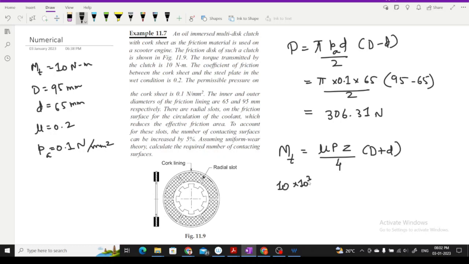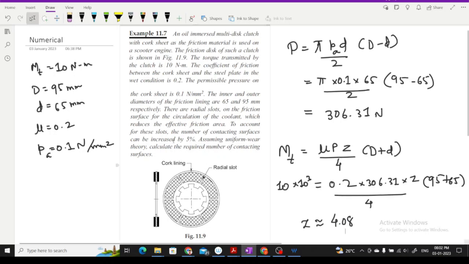Let us convert it into Newton mm. Sir, is it 4? Yeah, it is 4.08. So you have to also consider the effect of this radial slot as it is mentioned. Right, so Z will be almost coming down 4.08.